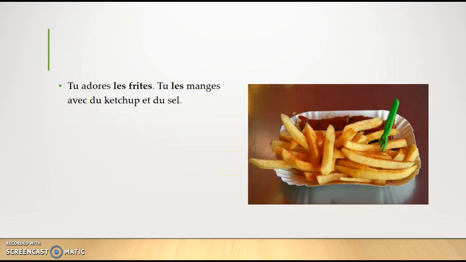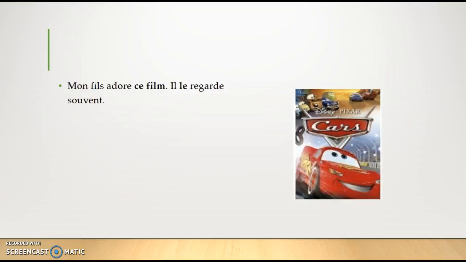Tu adores les frites. Tu les manges avec du ketchup et du sel. So you love French fries. You eat them with ketchup and salt. Mon fils adore ce film. Il le regarde souvent. So, my son loves this movie. He watches it often. So you'll notice the placement of these pronouns. We put it in front of the verb that they refer to.